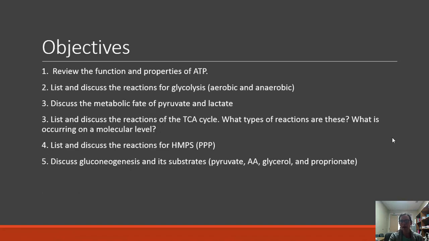So first we're going to talk about ATP itself. What kind of properties does it have? We'll then talk about glycolysis and talk about some of the fates of some of the products of glycolysis, pyruvate and lactate. We'll then discuss the next step, which is the TCA cycle, and try to understand what is happening in some of these reactions. We're going to discuss the pentose phosphate pathway, which is an alternative pathway for glucose metabolism, and we're going to discuss gluconeogenesis.